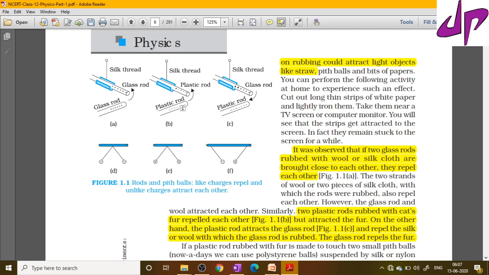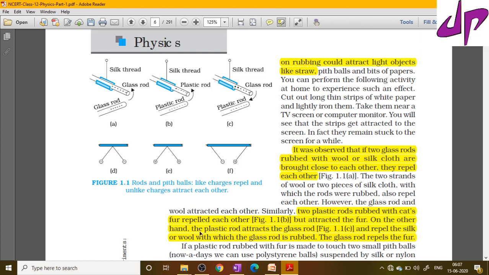So this is one of the processes of rubbing with the perfect combination. It was observed that if two glass rods rubbed with wool or silk cloth are brought close to each other, they will repel each other. Also, two plastic rods rubbed with cat fur will repel each other.